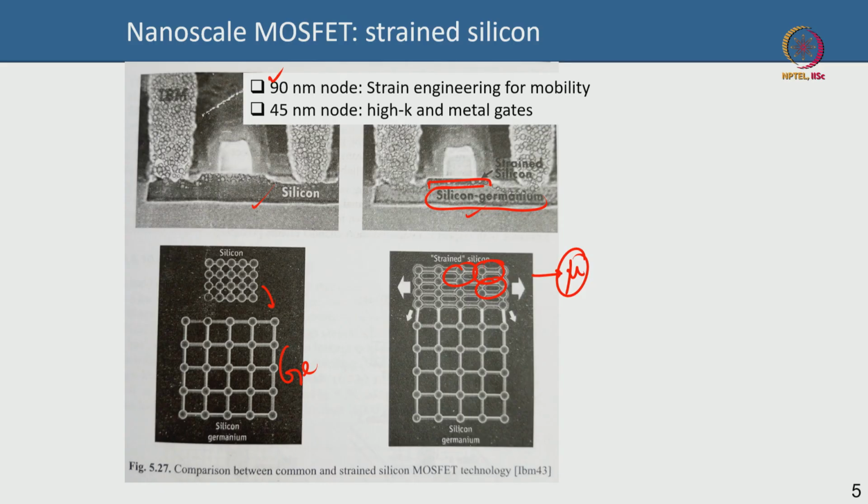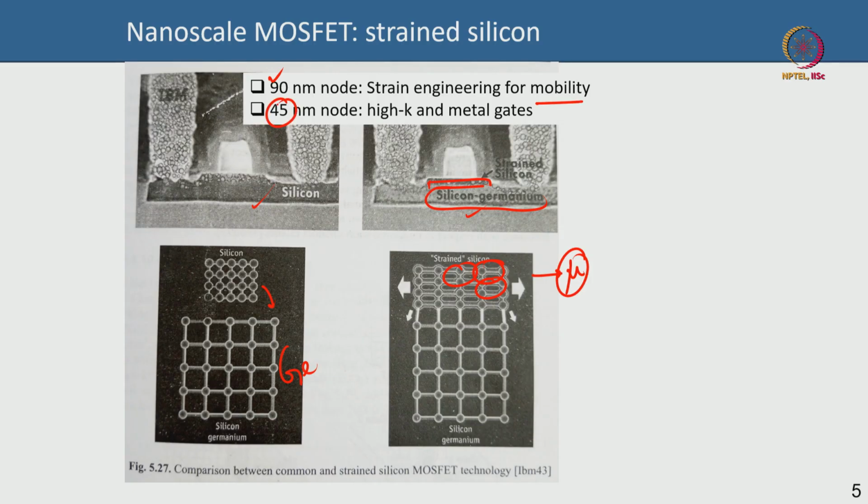As you scale down, the mobility degradation happens because of an increased vertical field in the channel. To compensate for that degradation in mobility, people have adopted strain engineering, and the germanium composition in silicon germanium is also increasing in order to accommodate more strain and better offset the mobility degradation that is happening.